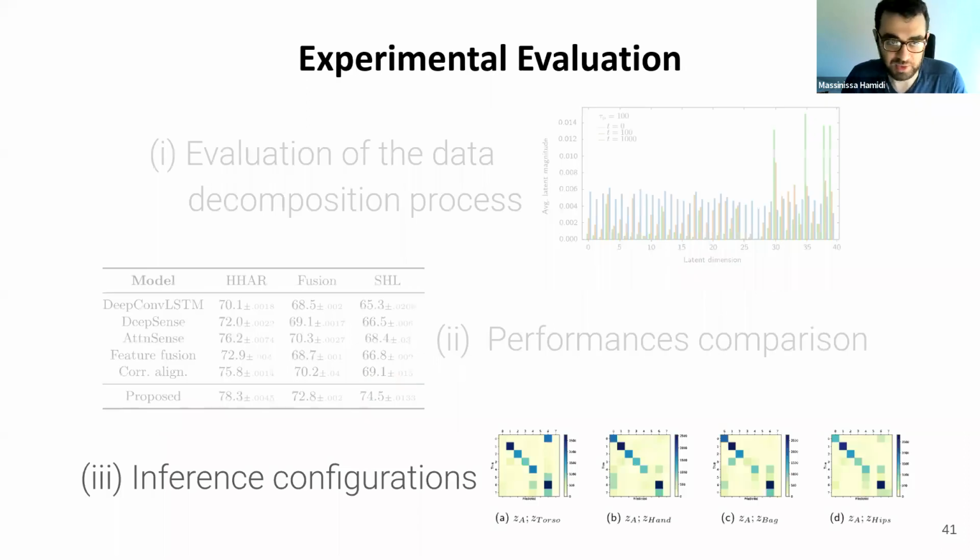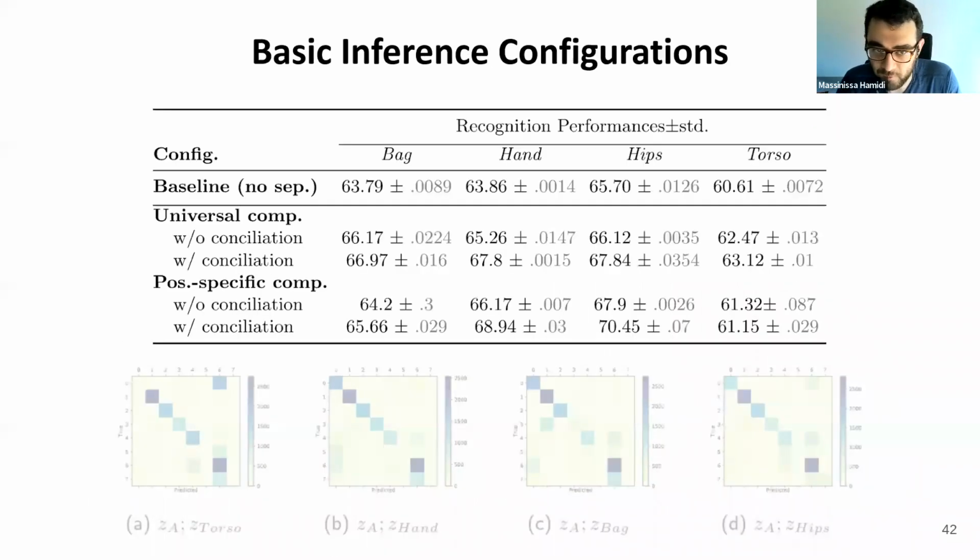This leads us to the more interesting part, as we have to investigate the behavior of the different components in different inference configurations. First, we assess the usefulness of the separated components, so the universal components on the one hand and the position-specific components on the other hand. So we use them in a traditional discriminative setting as inputs to a classic dense layer.